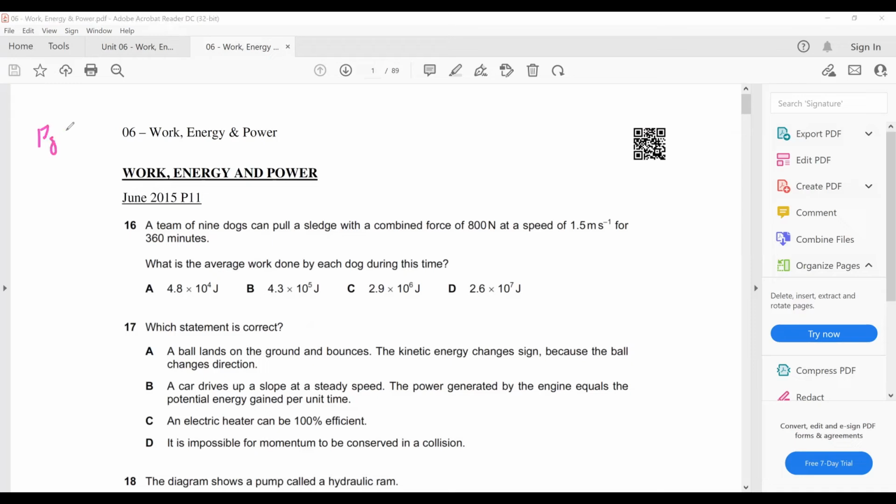Okay, have a look at page 1. We'll just start doing the questions one by one.